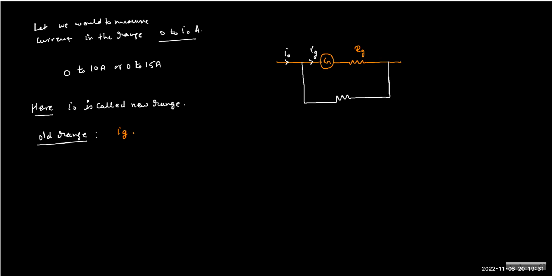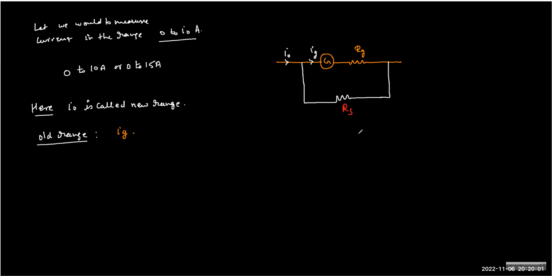And this parallel connection must have the value called RS. This is called the shunt resistance. So to create an ammeter, you're creating the ammeter by connecting the shunt resistance in parallel with the galvanometer. Yes or no? Parallel is the requirement, parallel is the demand. Yes or no?